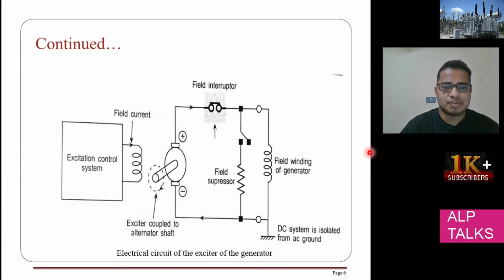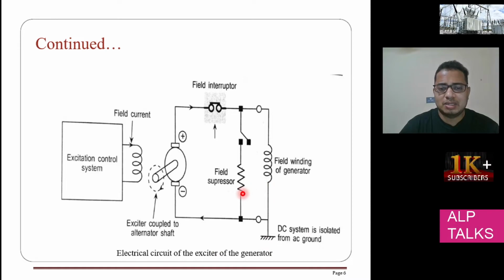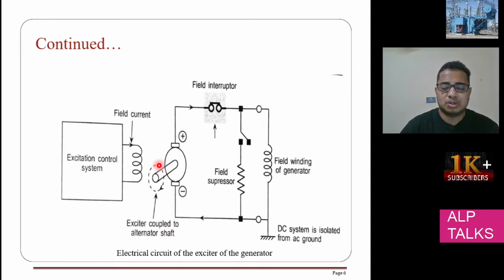So here, a little bit, we come to the excitation circuit of the generator. Here you have the excitation control system. This is the field circuit. You have the motor here, the DC machine here. It will generate the supply whatever is required for the field. This is the field suppressor. You have the field winding of the generator here, then the field interrupter, and the DC system is isolated from AC ground. That you can also observe here. This is the setup here. So there should be separate grounding for AC and for DC as well.